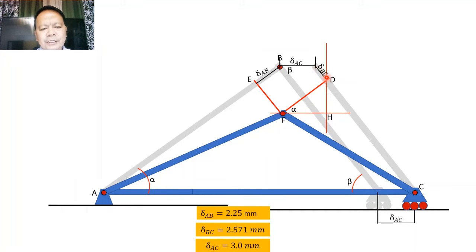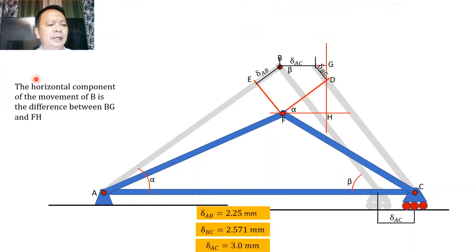Now looking at this triangle, you will see that this deformation would have a horizontal component equal to this magnitude. Let us imagine that this position, this intersection, be called G. Therefore, from that illustration, we can find that the horizontal component of the movement of B is the difference between this length BG and the horizontal length FH.